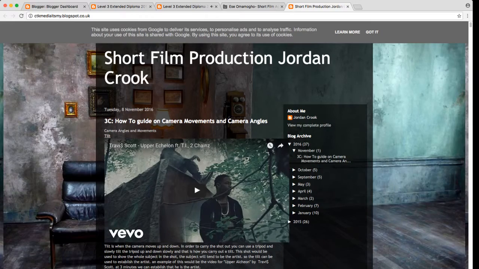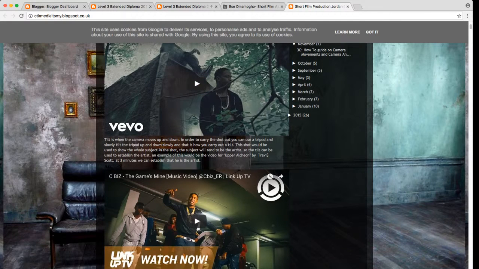So in your post, you discussed tilt. You've described what it is. You've described how to do it. You'd use it to show the whole subject in the shot. It can be used to establish the artist.